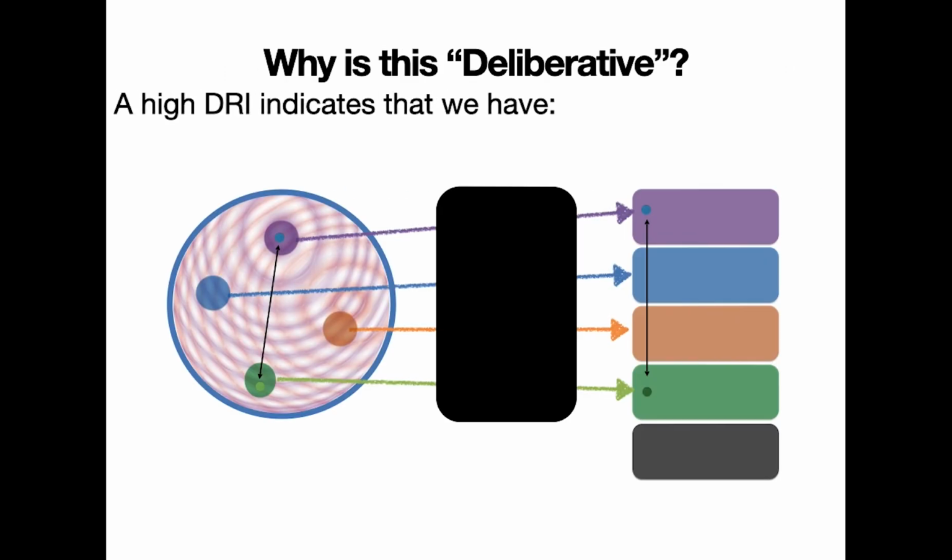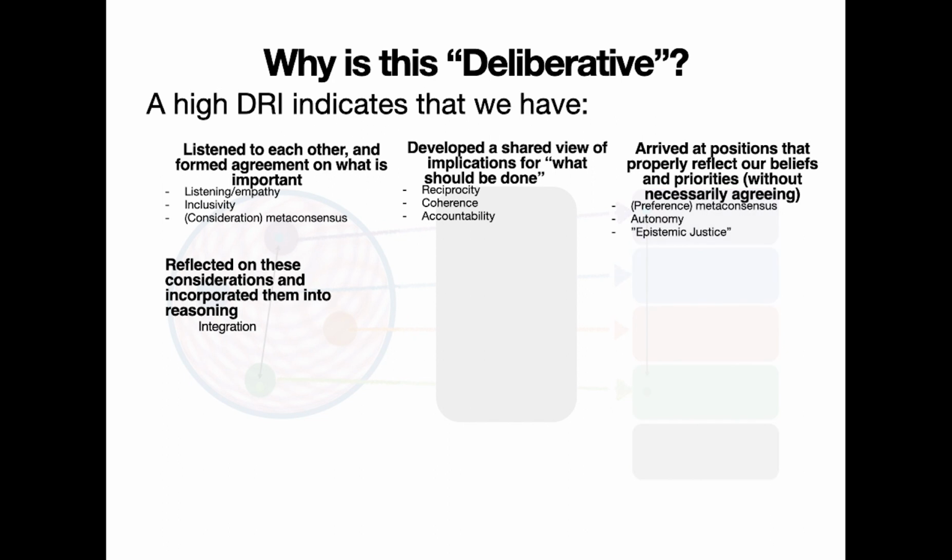Probabilistically, a high DRI represents greater listening, reminding us what considerations to factor into our reasoning. Reciprocity derives a common understanding. It also makes us accountable to our reasons.